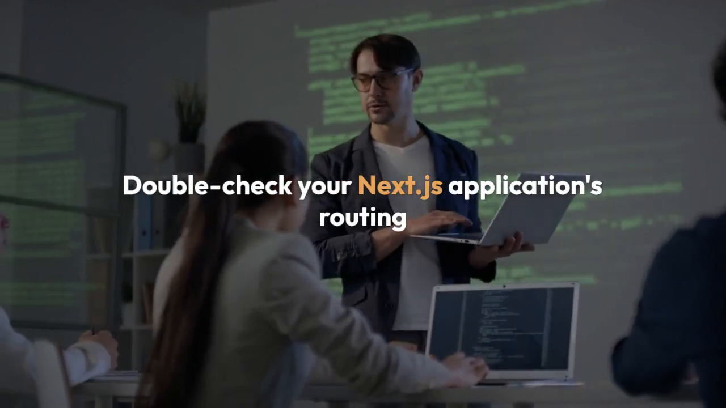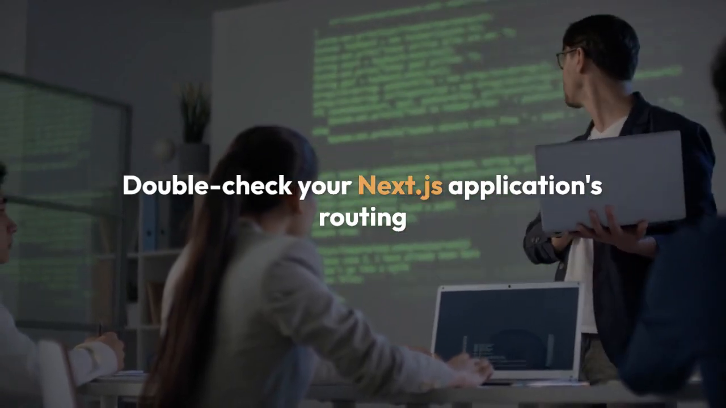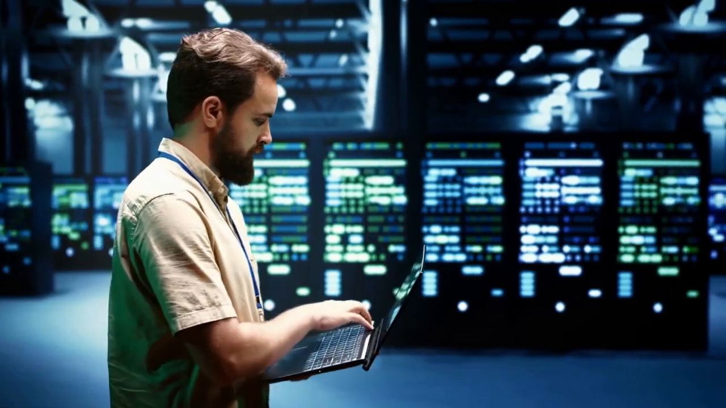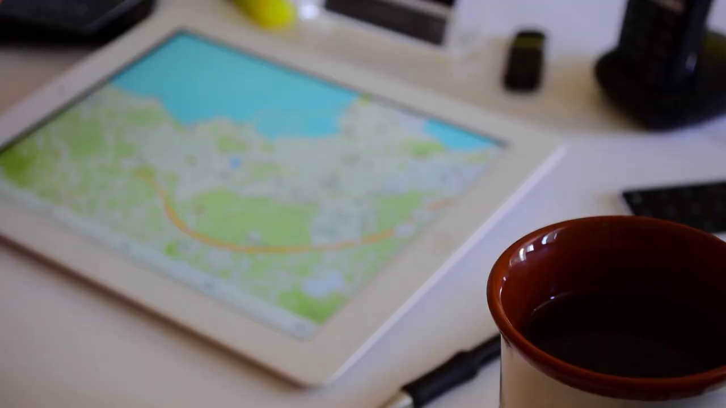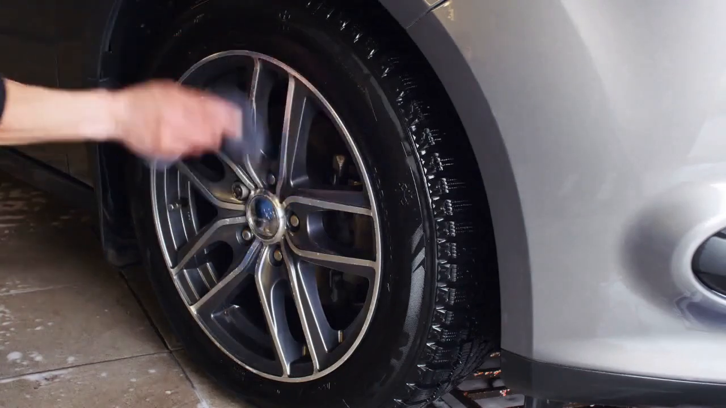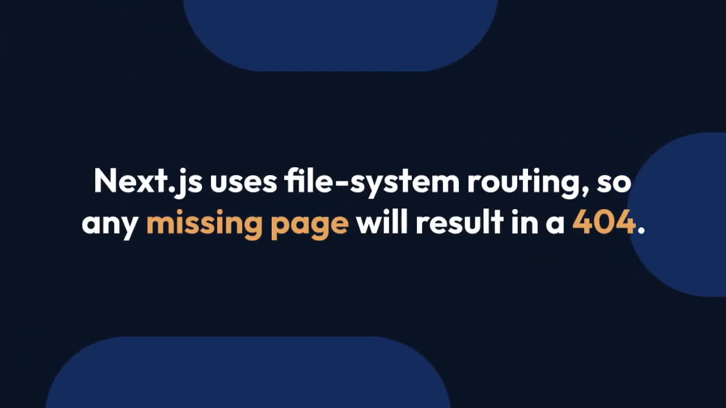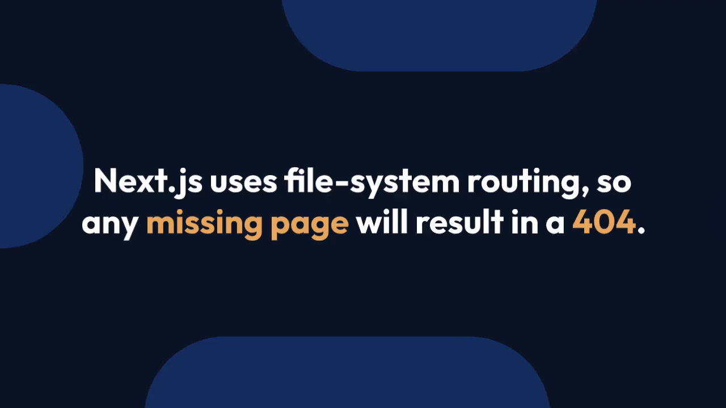1. Verify your Next.js routes. First, double-check your Next.js application's routing. Make sure the URLs users are trying to access actually have corresponding pages or API routes defined in your pages or API directories. A common mistake is a typo in the URL, or expecting Next.js to magically handle a route not explicitly defined. Next.js uses file system routing, so any missing page will result in a 404.